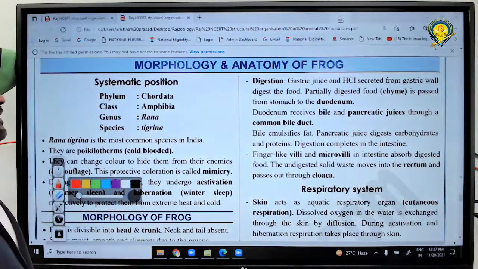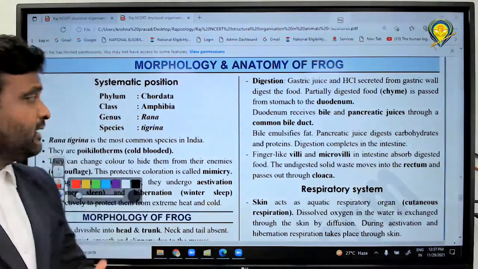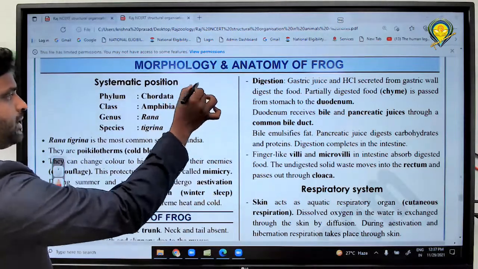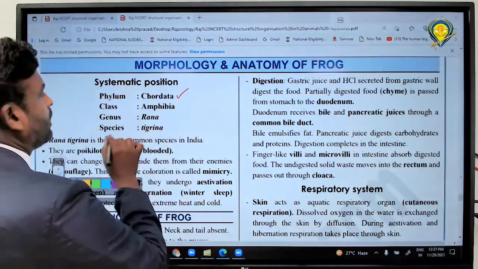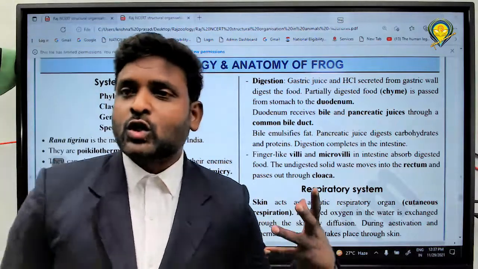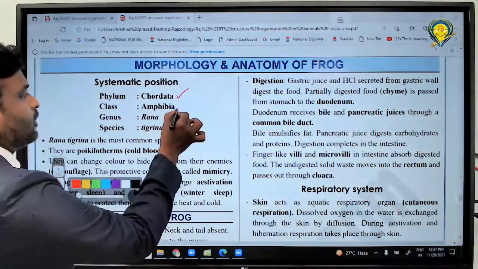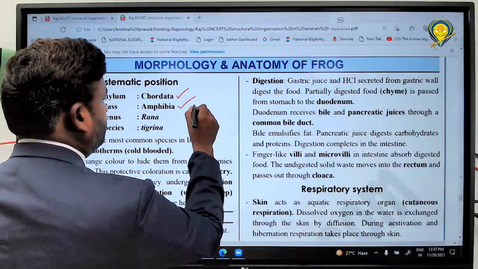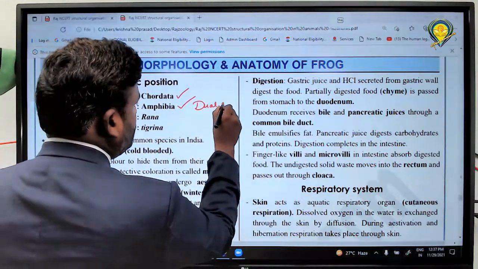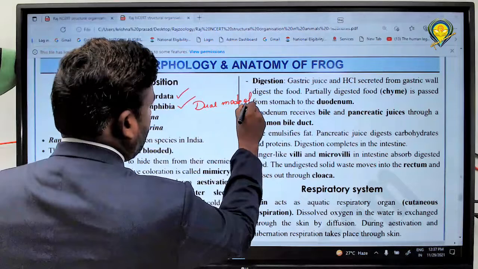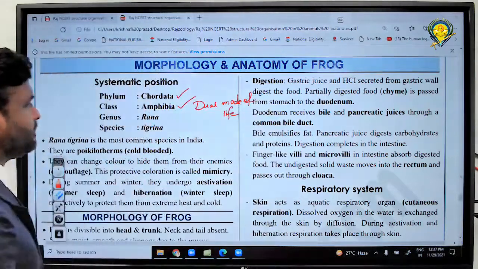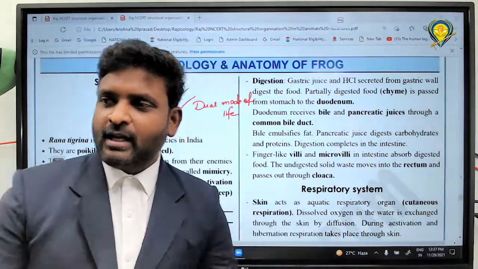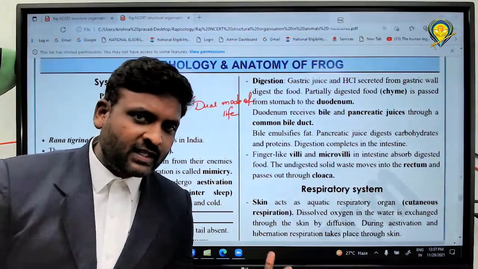If we go with the systematic position of the frog, you know very well the phylum. What is the phylum? Chordata. You know why? Because it's a notochord animal, right? Next one, class Amphibia, dual mode of life. Very good. And next, the scientific name of frog is Rana tigrina. Genus Rana and species tigrina.